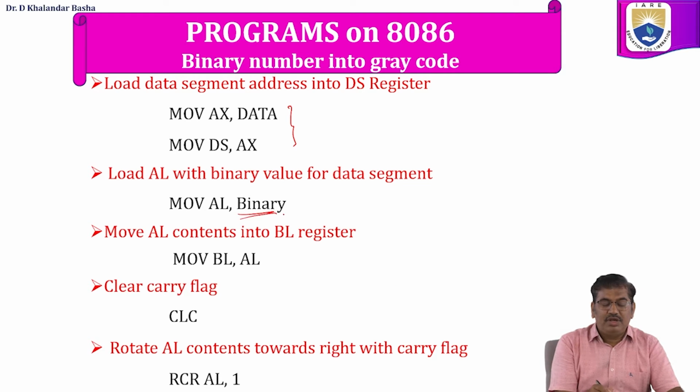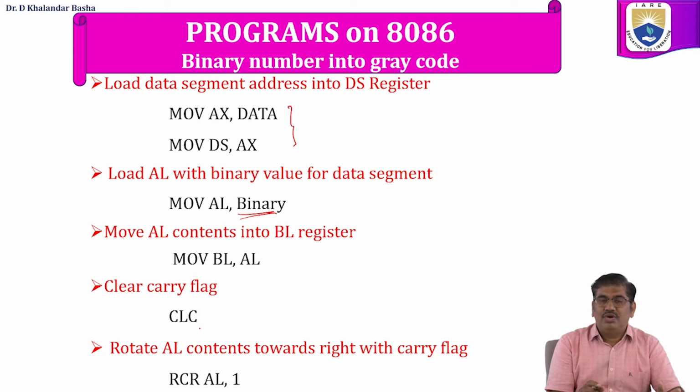Next, the input number, which is binary, is loaded into the AL register by using the instruction MOV AL, binary. This instruction will load the AL register with the input binary value. As we want to XOR by shifting the contents right by 1 bit, we take one more copy into the BL register by using the instruction MOV BL, AL. Now AL has the binary number, and BL also has the binary number.